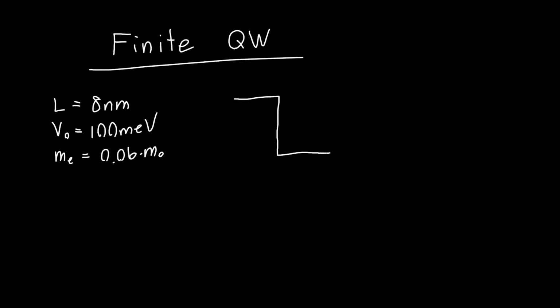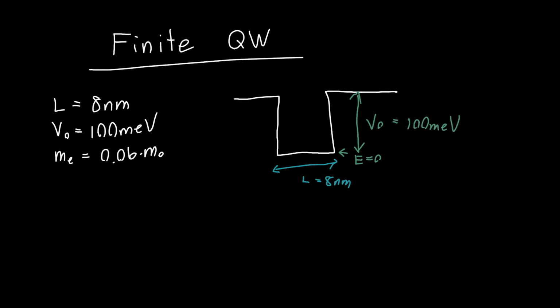And so if we draw out a diagram of what this looks like, this is V naught. So if this lower energy is E equal to 0, and this is our length L, so this is 8 nanometers, and this V naught is equal to 100 millielectron volts.